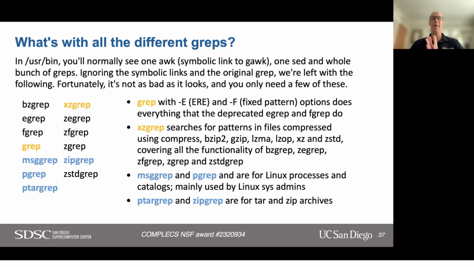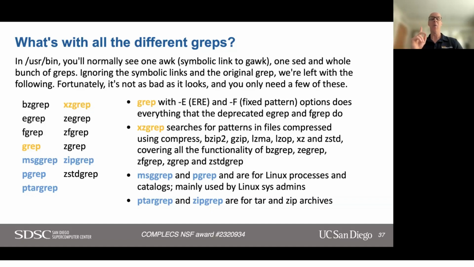All right, one last topic before we wrap up and talk very, very briefly about large language models. If you look in /usr/bin, you'll normally see one awk, which is a symbolic link to gawk, one sed, and a whole bunch of different greps. So ignoring the symbolic links and the original grep, we're left with the following. You can see there's a whole bunch of them: bzgrep, egrep, fgrep, grep, pgrep, ptargrep, and so on.